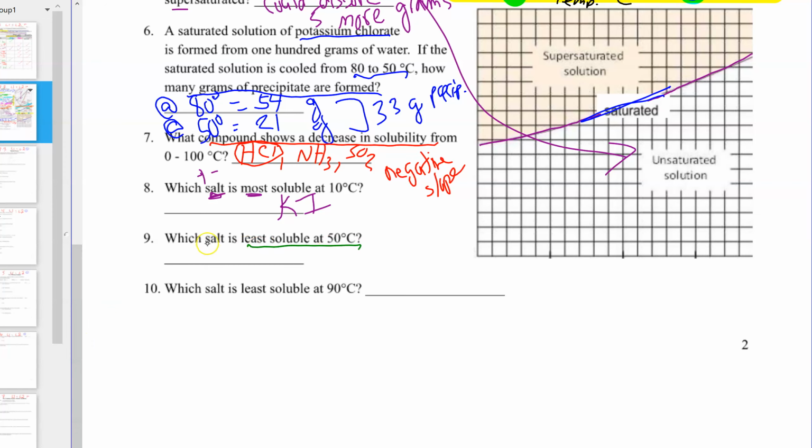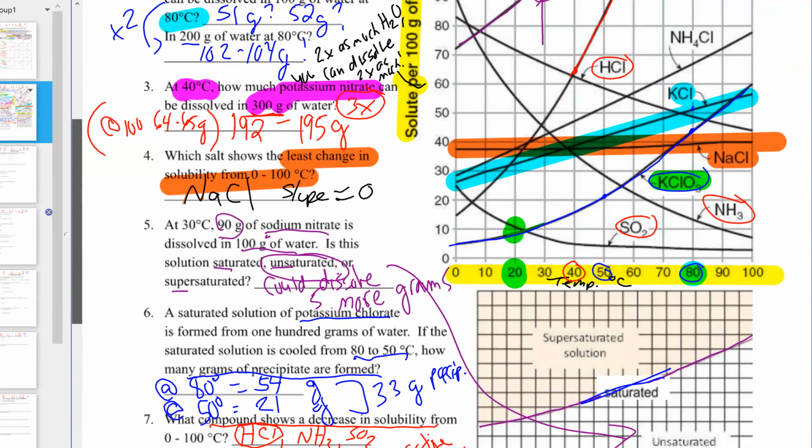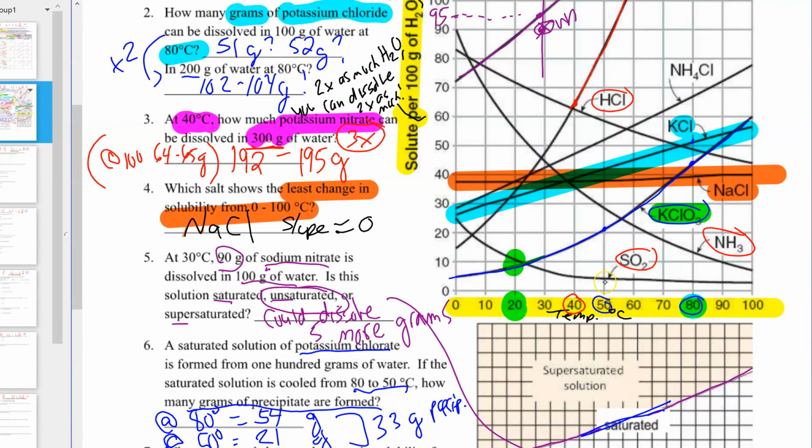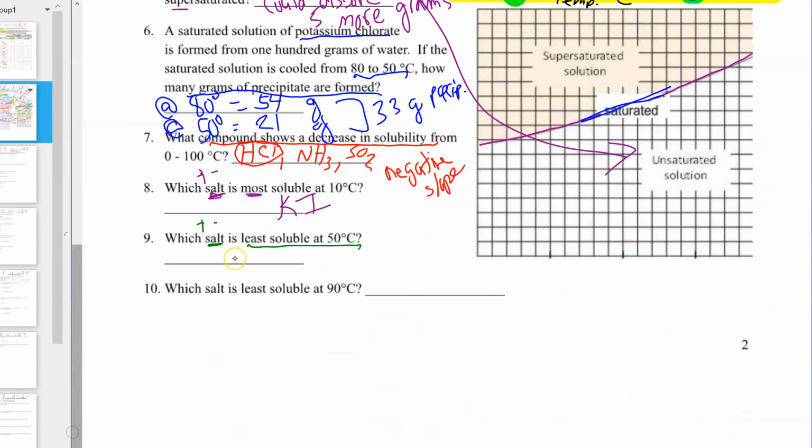Now we want to know which salt is least soluble at 50. So the lowest salt, remember, we're looking for a cation and an anion, least soluble at 50. So here's 50. You're thinking, oh, SO2, but SO2 is not a salt. At 50, KClO3. That's our least soluble salt right here. It's the lowest amount of grams that can be dissolved. So at 50 degrees, this line is KClO3.